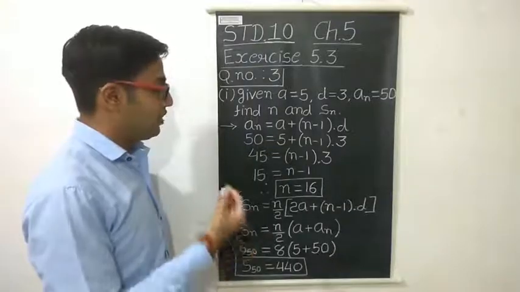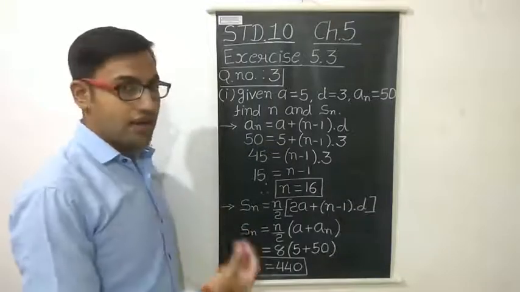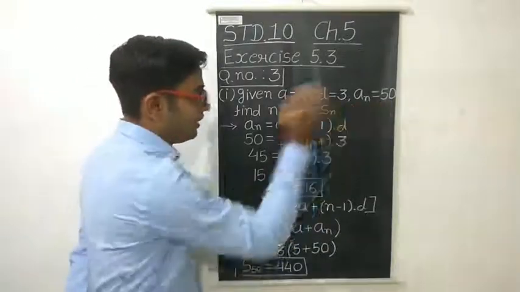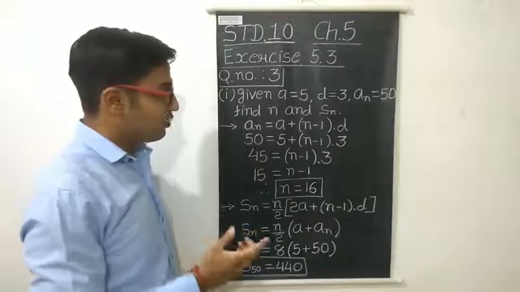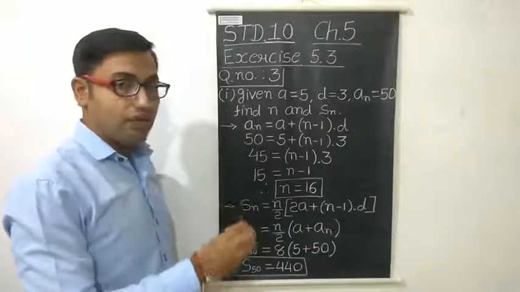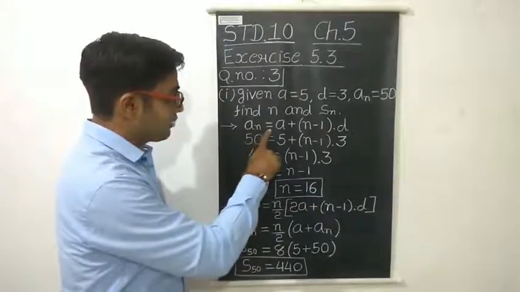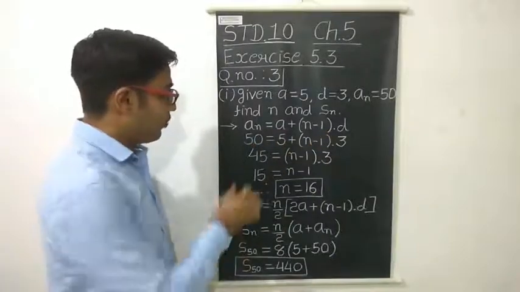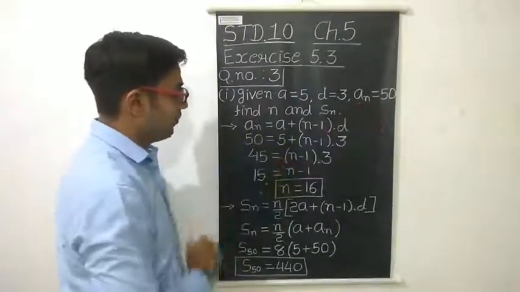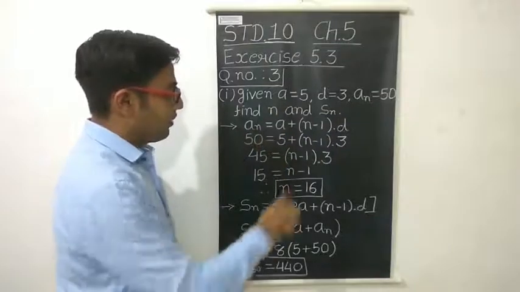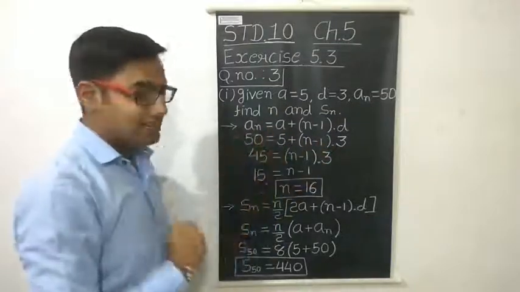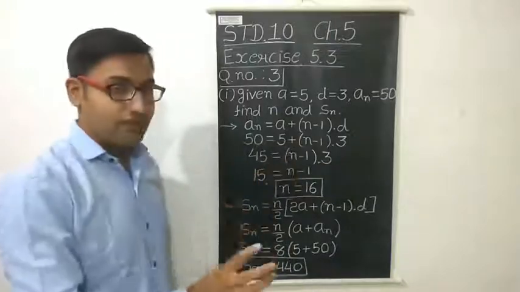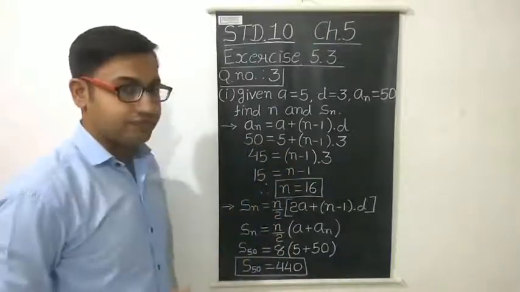To find the value of n, we start from whatever is given. We are given an = 50. So we can use the formula for the nth term: an = a + (n - 1) d. Now an = 50, a = 5, n - 1 remains as it is, d = 3. From this equation we can find the value of n.